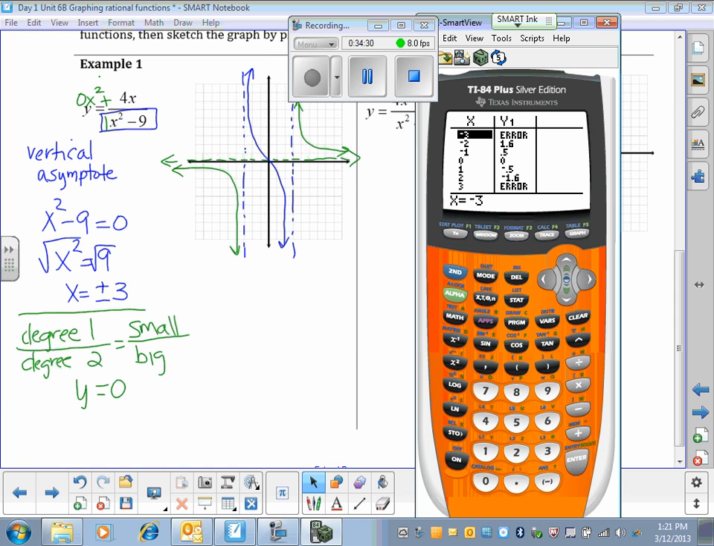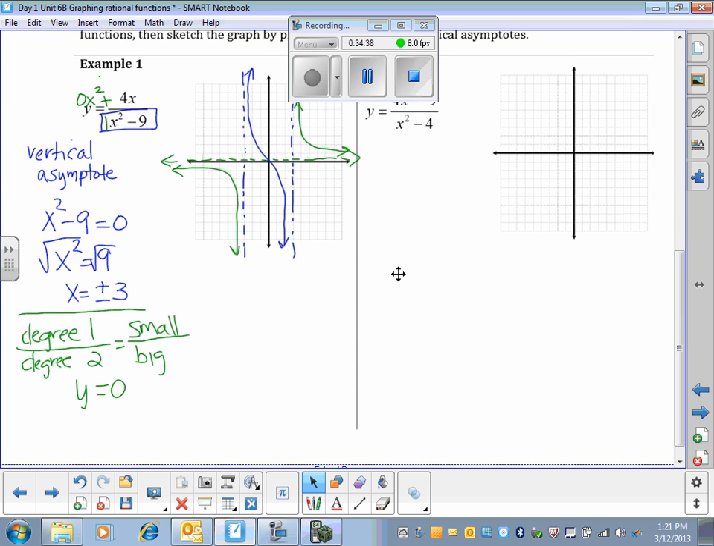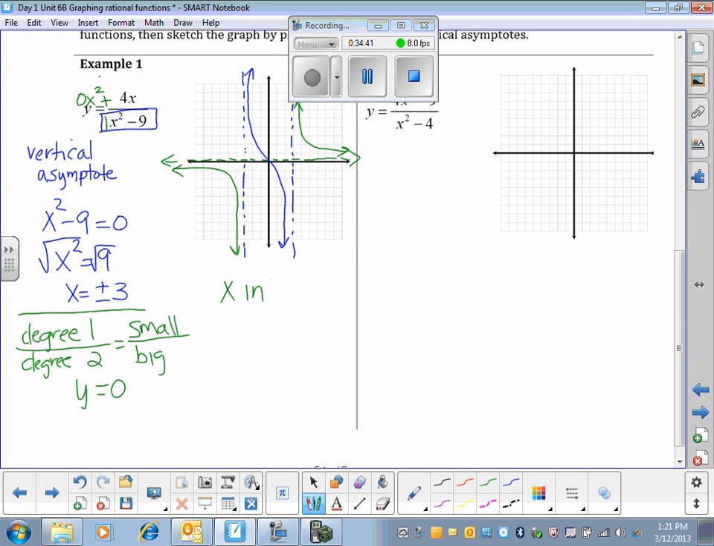Notice, 0, 0 is going to be my x-intercept and my y-intercept, right? So if I ask you to find that, the x-intercept is at 0, the y-intercept is at 0. Now, you could find this algebraically as well, right? To find the y-intercept, we let x equal 0. And to find the x-intercept, we let just the top equation equal 0 and solve for x. Okay? Questions? Any questions? Okay.